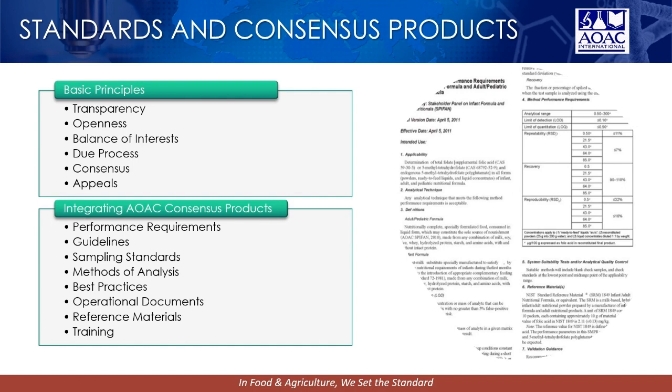AOAC also develops a number of different types of standards. These include performance requirements. In fact, our standard method performance requirements are our most abundant type of standards. We also develop guidelines, validation guidelines, end user guidelines. We develop sampling standards. Many of our methods of analysis, including the OMA itself, is considered a standard. We develop best practice documents. We develop operational documents. We develop documents on reference materials as well as documents on training.